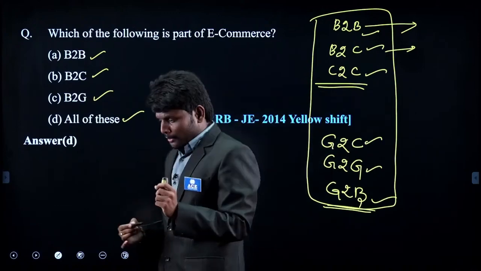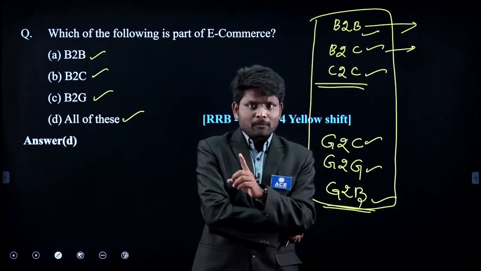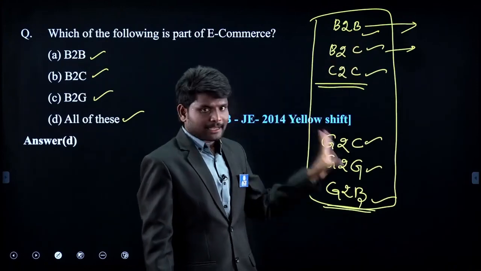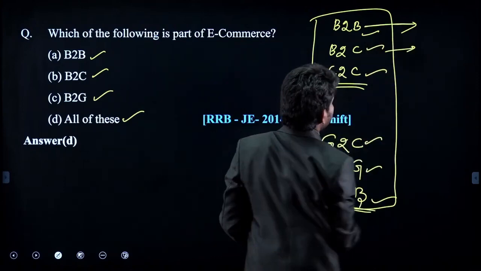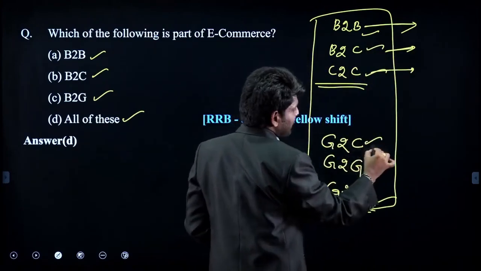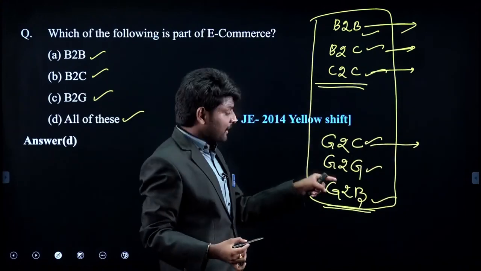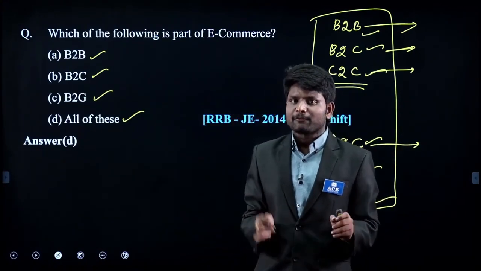So what I want you to understand, in e-commerce, the major topic is two things. One is, what are the different categories under e-commerce, that is this. And one more question you need to understand, what companies fall under B2B, what companies fall under B2C, what companies fall under C2C, what companies fall under G2C, and what companies fall under G2G, and what companies fall under G2B. These are the content you need to learn from this subject.